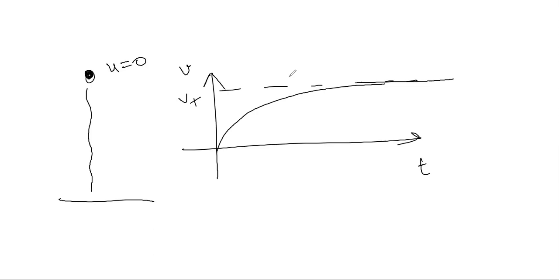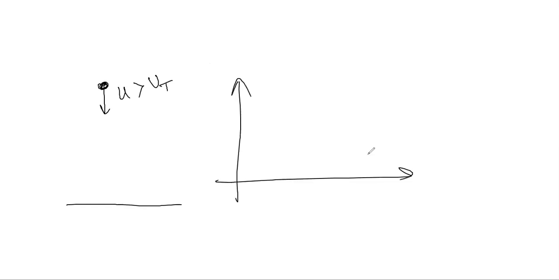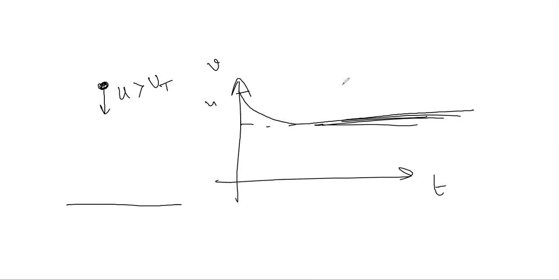Now we have seen one more graph where we have thrown the object vertically downward with some velocity greater than terminal velocity. So in this case, the graph will go like this. Velocity versus t. It will go like this. This is the constant part.